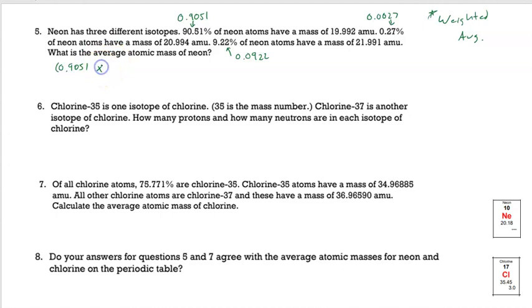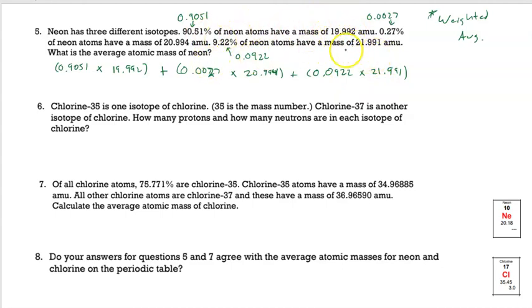So in this case, we have 90.51, so we're going to go 0.9051 times 19.992 plus 0.0027 times 20.994 plus 0.0922 times 21.991. All right.